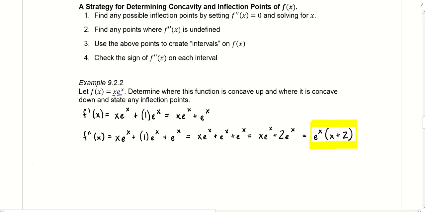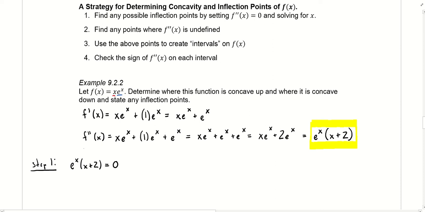So now let's actually look at our steps. Step 1. I want to find any possible inflection points by setting that first derivative equal to 0 and solving for x. So I'm going to take e to the x times x plus 2, set it equal to 0, and solve for x.